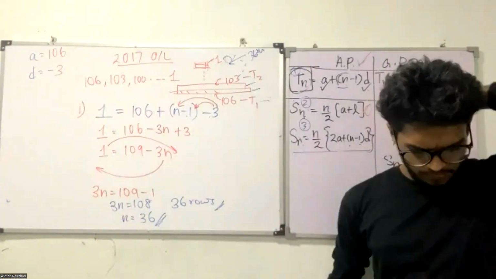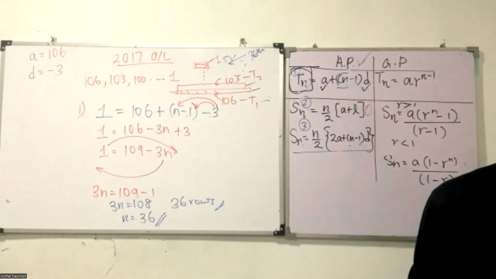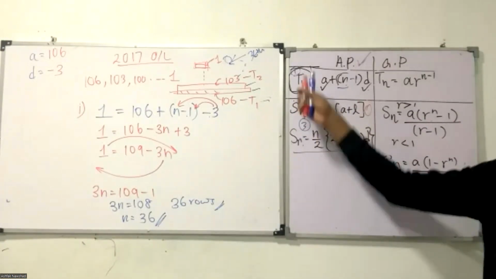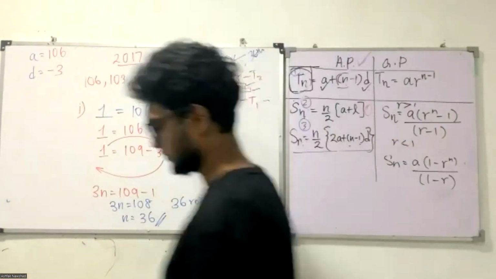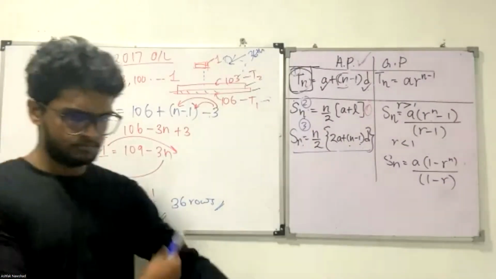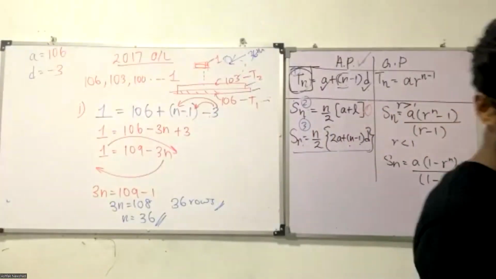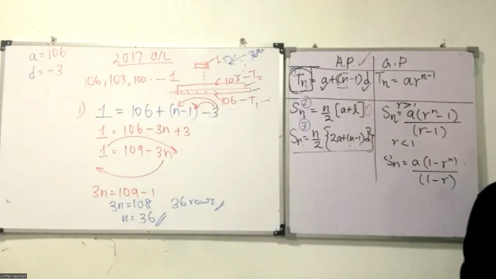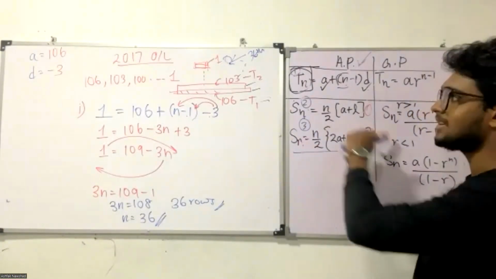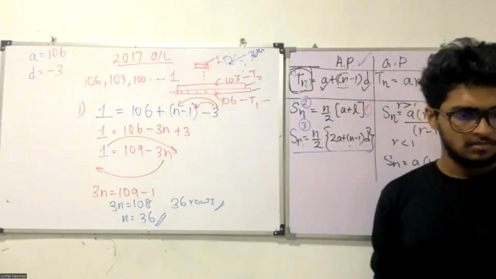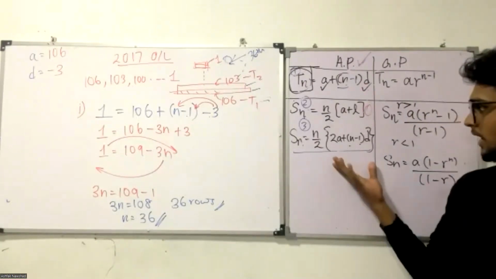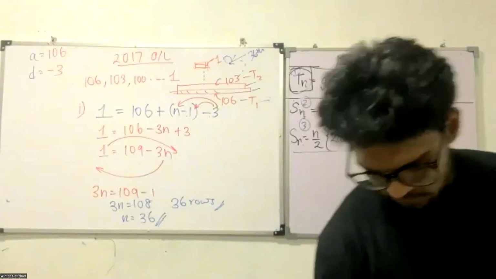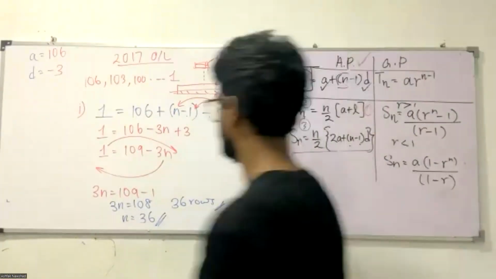And they are asking for the total number of bricks in the second question. Let me know which formula we are going to use for the total number of bricks. 1, 2, or 3. The second one. Why the second one? Because they have given us the last term. The last term is 1. The last term is known now. So we don't have to use the third one. It's going to be lengthy. You can use the second one. Let's do that.